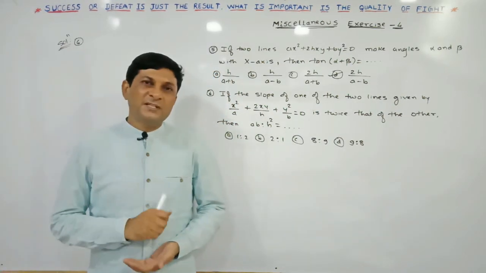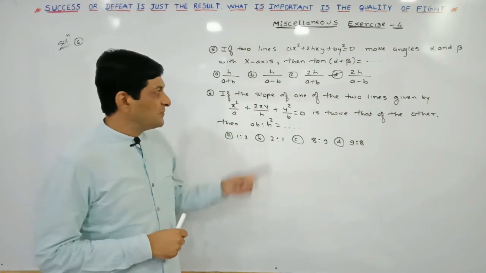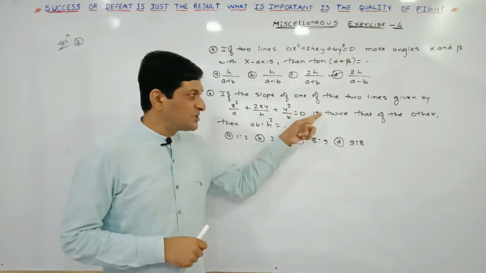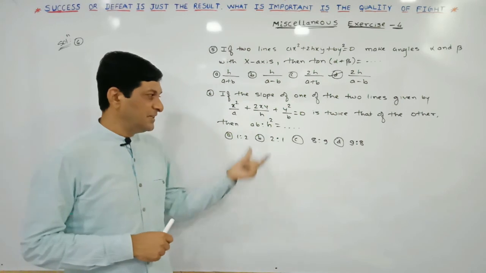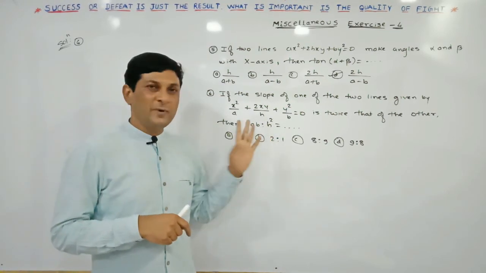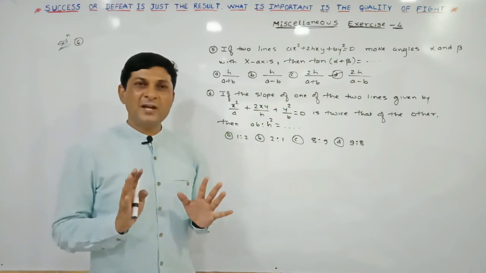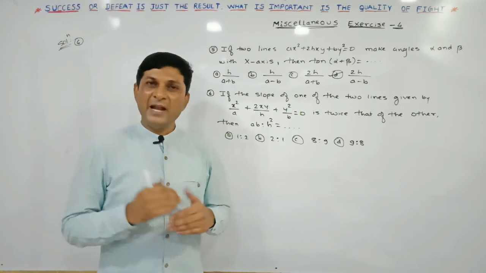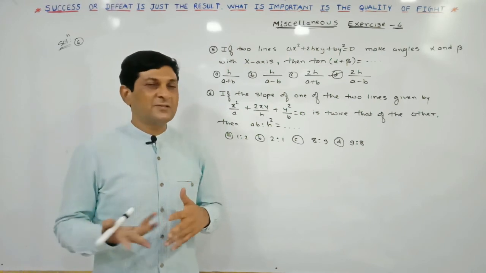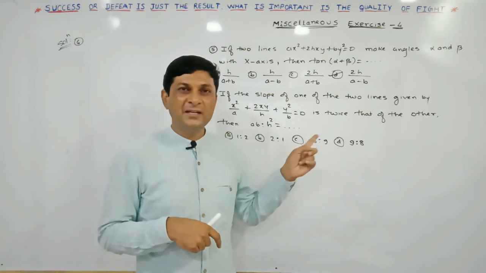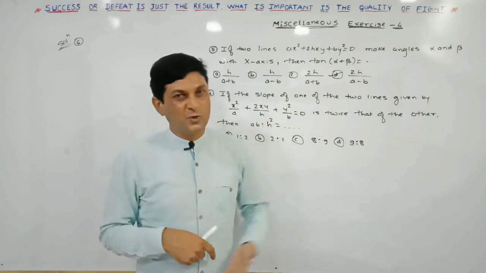Now see example number 6, what is the given condition? If the slope of one of the lines given by this homogeneous equation is twice the slope of the other line, using this we have to find the ratio of ab to h square. First we are going to prove one shortcut method to solve this example, and later, by applying that shortcut method, you will be able to solve many examples in which the slope of one line is k times the slope of the other line.